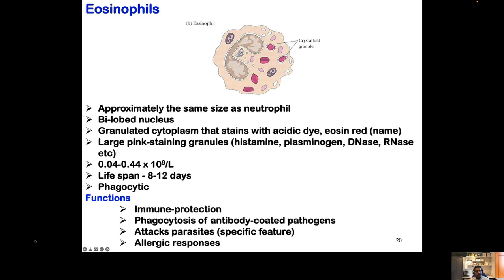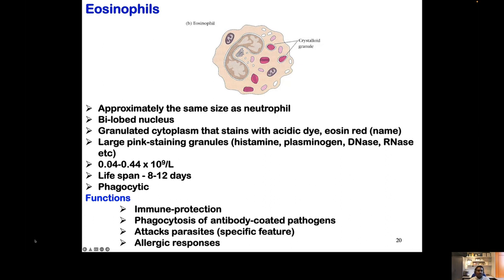Again, they do have a granulated cytoplasm. They have granules, but these granules will stain only with acidic dye, for example, eosin red. That's why they are called eosinophils. When you stain them with eosin red, these granules will become red in color. They have large pink staining granules, and these granules contain histamine, plasminogen, DNAs, RNAs, and other molecules in them.